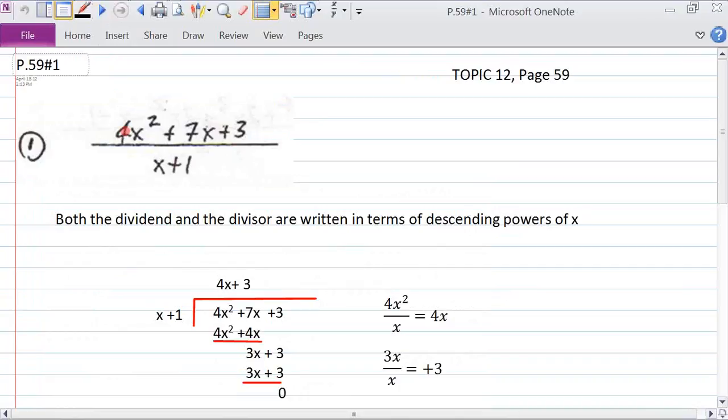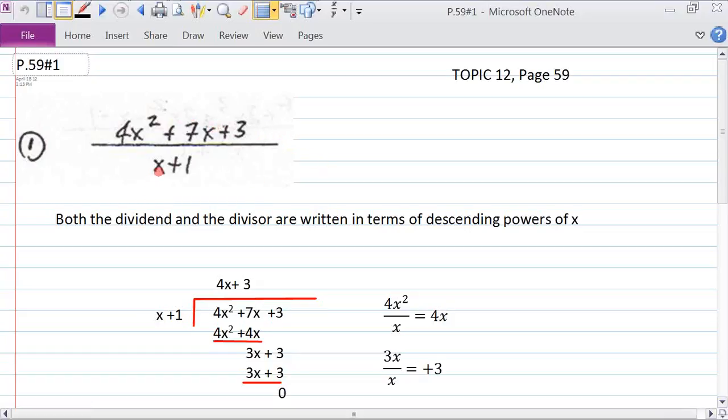And here we're asked to divide 4x squared plus 7x plus 3 by x plus 1. So we set it up like this. And we make sure that both the dividend and the divisor are written in terms of descending powers of x. So here we have the power 2. This is the power 1. And implied here is x to the 0. So 2, 1, 0 are the powers of x.